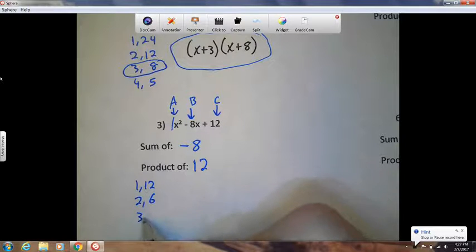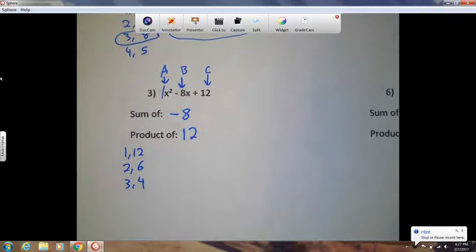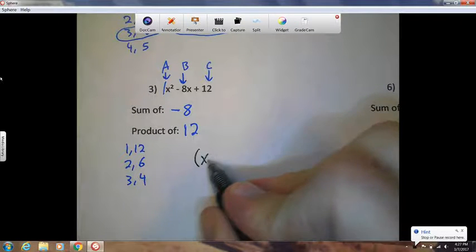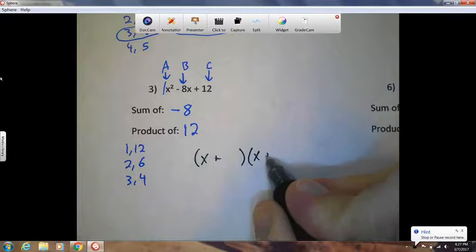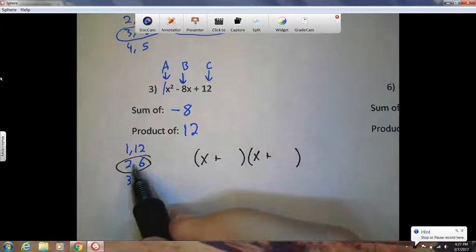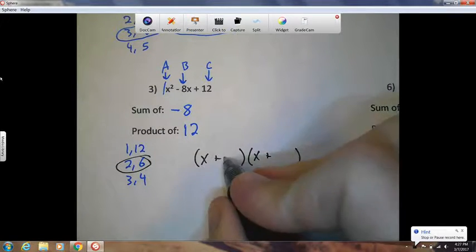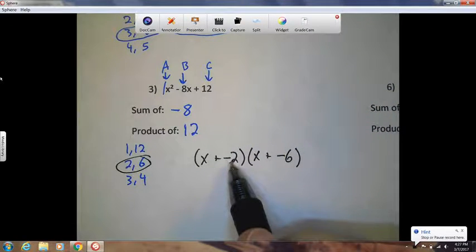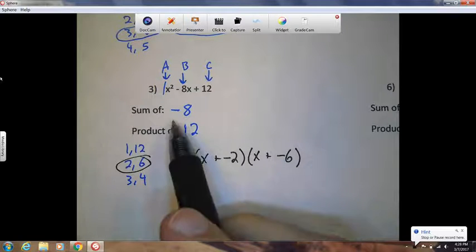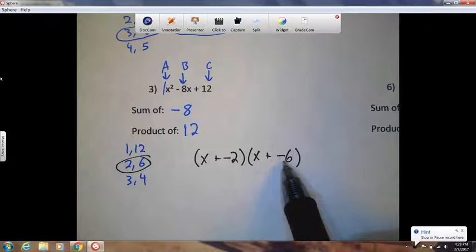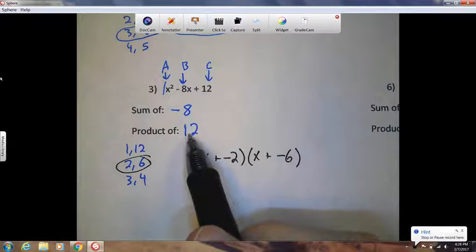This is where it's a little bit different than what we've seen, because we might have to manipulate the signs. We know that 2 and 6 add to 8, but I need negative 8. So I'm going to make it negative 2 and negative 6. Negative 2 plus negative 6 is a negative 8. Negative 2 times negative 6 is positive 12.